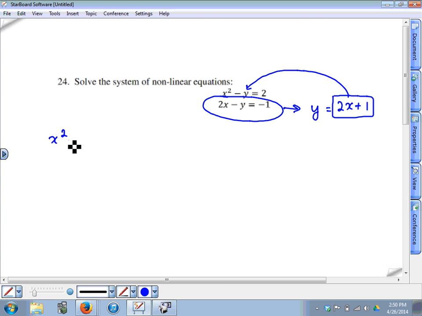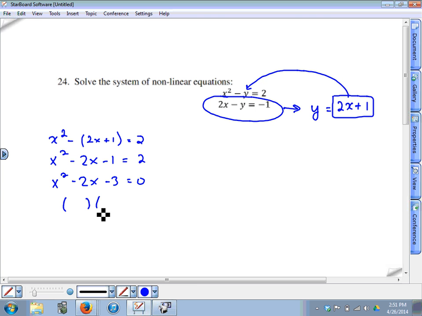So the top equation becomes x squared minus the substitution 2x plus 1, and that equals 2, which is the equation x squared minus 2x minus 1 equals 2. Subtract 2 on both sides and get x squared minus 2x minus 3 equals 0. Factoring that, you get x minus 3 and x plus 1, so the values of x are x equals 3 and x equals negative 1.